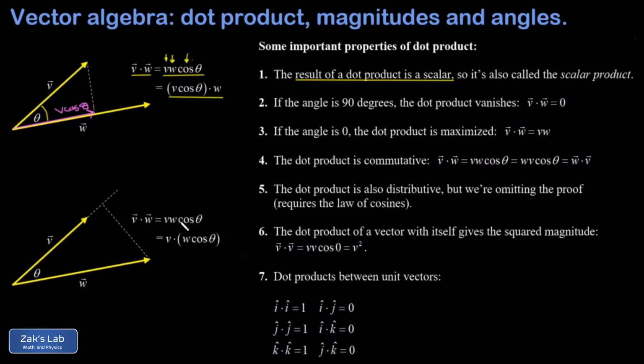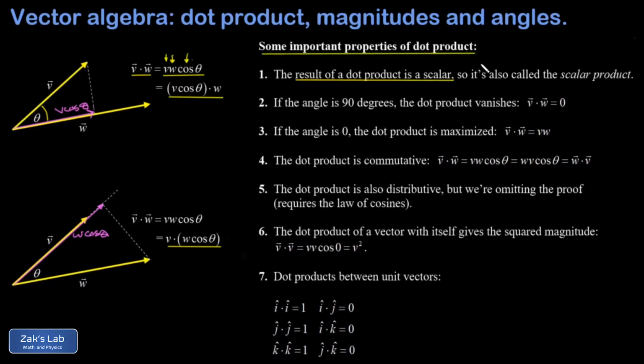There's another way to look at it though. If I take my dot product and I gather the w with the cosine theta, well, w cosine theta is the component of w in the direction of v. So now I'm interpreting the dot product as the magnitude of v multiplying the magnitude of the parallel component of w in the direction of v.